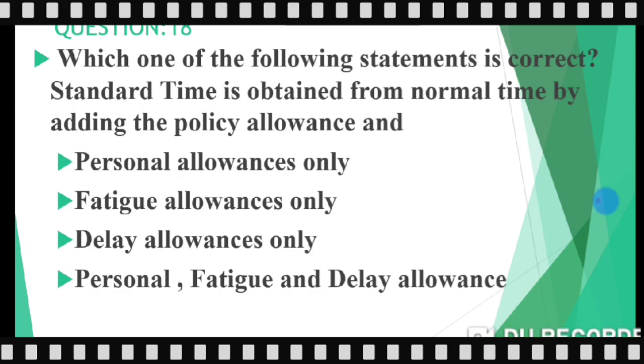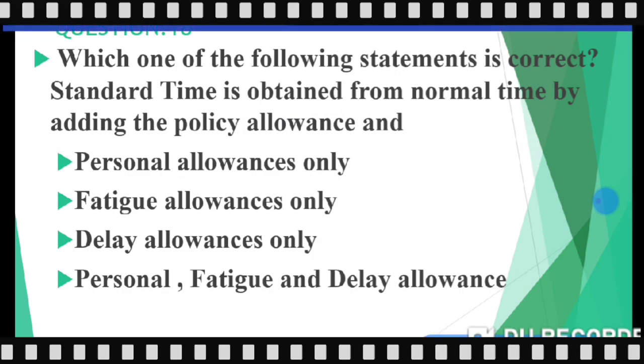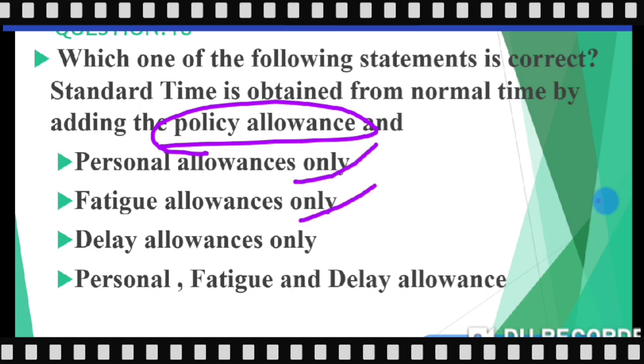Now this is the 18th question. Which one of the following statements is correct about standard time? In the last question we discussed the standard time formula. Standard time is obtained from normal time by adding the allowances, and which one of them is correct? Personal allowances, fatigue allowances, delay allowances, or personal, fatigue and delay allowances.